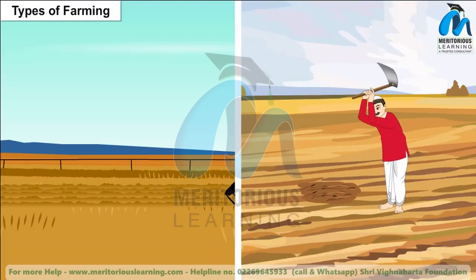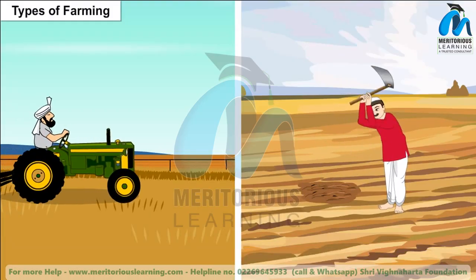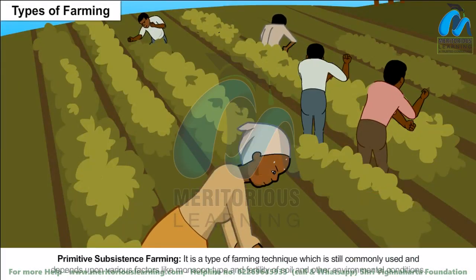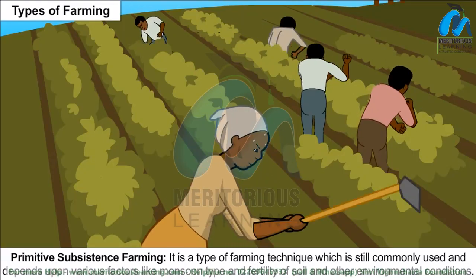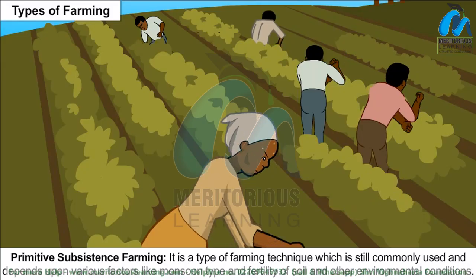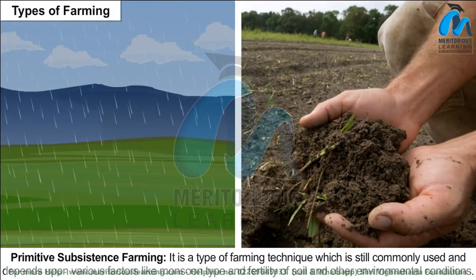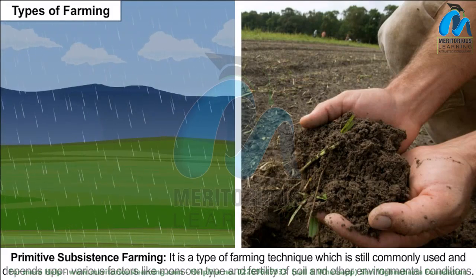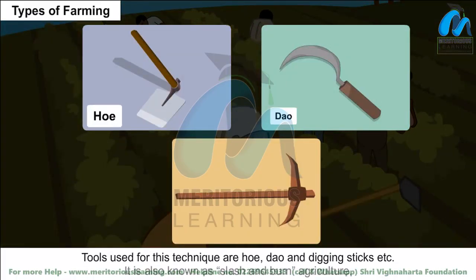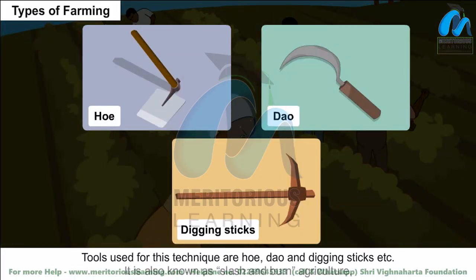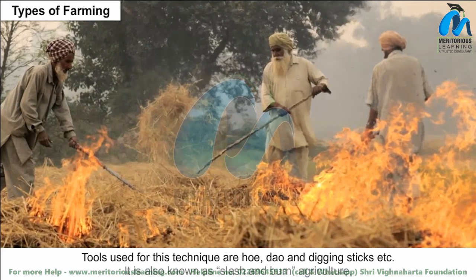In India, different farming systems are practiced. Let us know about them. First type of farming is primitive subsistence farming. It is a type of farming technique which is still commonly used and depends upon various factors like monsoon type and fertility of soil and other environmental conditions. Tools used for this technique are hoe, dhow and digging sticks, etc. It is also known as slash and burn agriculture.